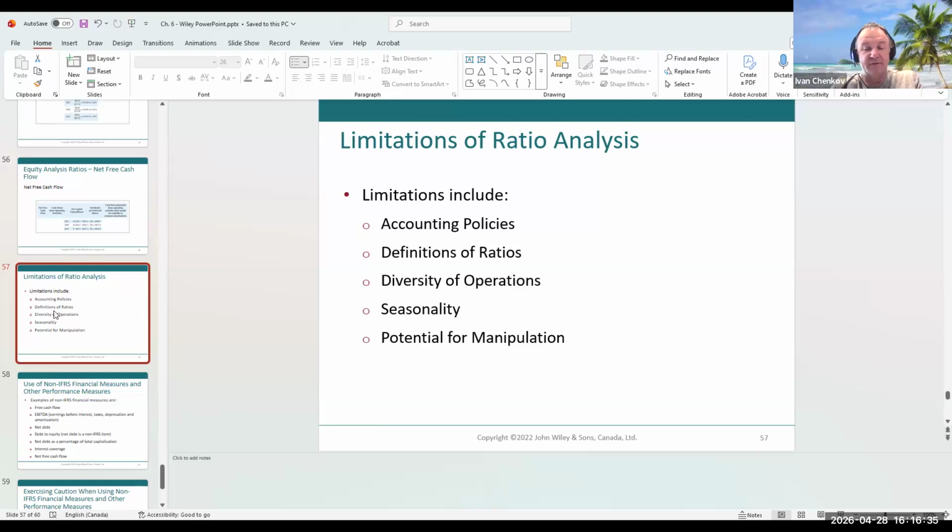Now, those analyses are very interesting. You can get a lot of information. The question is how you're going to interpret that information. The other thing is, what do you know about the company? And what do you know about the industry?